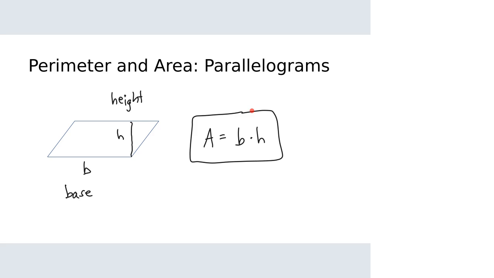Essentially, it's the idea of I can see a rectangle in here, but in order to get the area of that, I need that vertical distance from bottom to top, which is the height. For perimeter, we're just going to add up the sides. Let's have you try one.